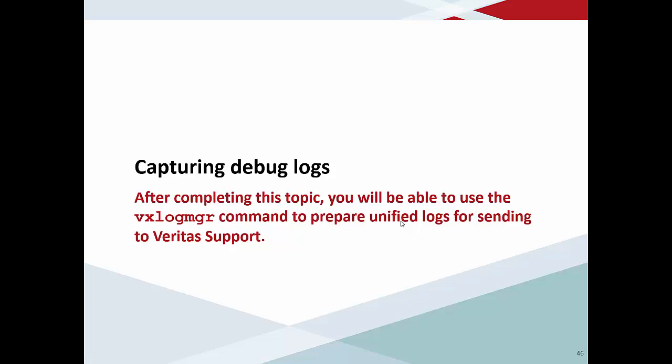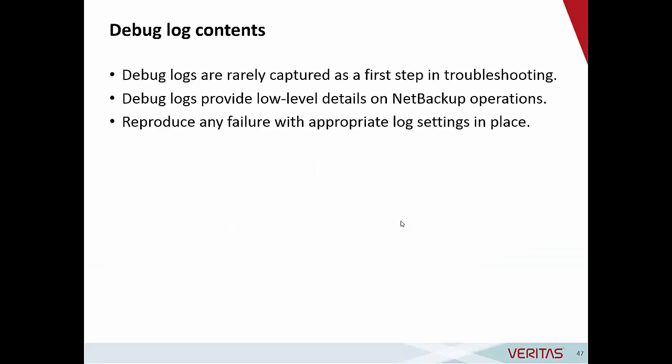In this last topic, we'll discuss capturing debug logs. A reminder first that debug logs are rarely our first troubleshooting step, and we've discussed this before in this lesson. We usually look for other sources of information like the reports in the NetBackup console first, and we only turn to the debug log as a last resort. Now, the debug logs provide low-level details on NetBackup operations, very low level, and that may be exactly what we need to troubleshoot the problem, and so that's great when we need it.